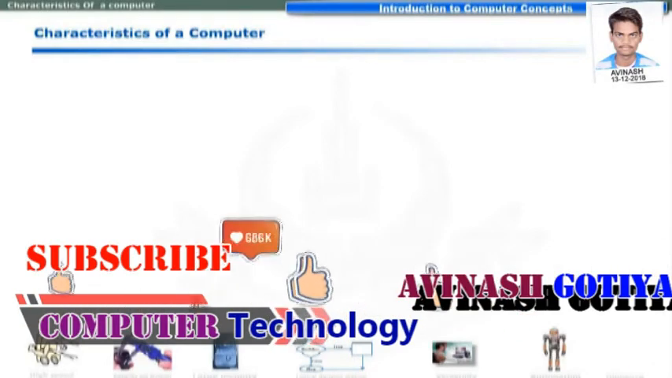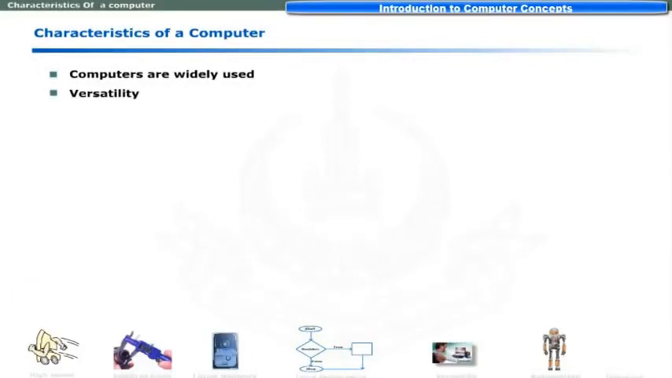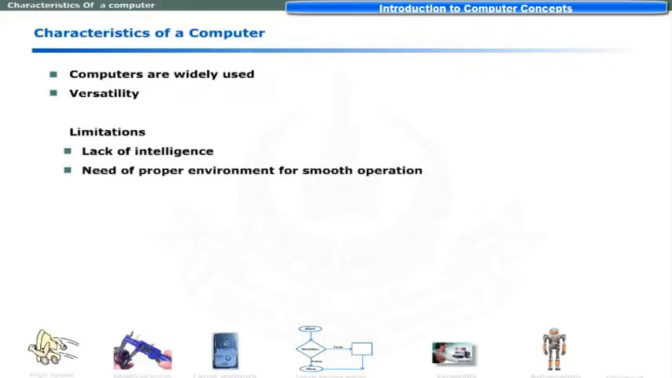Dear learners, although computers are widely used due to their versatility, computers have certain limitations. Some limitations of computers are lack of intelligence, need of proper environment for smooth operation, and need of special language. The first limitation of computer is its lack of intelligence.